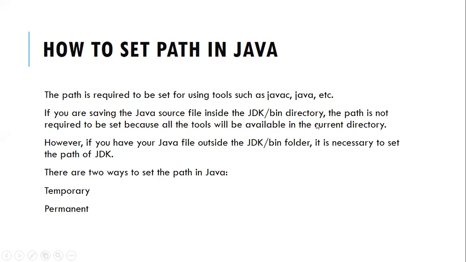But many times, in the C drive, in Program Files, there is no permission to save the program. So you have to set the path. If you have your Java file outside the JDK bin folder, it is necessary to set the path of JDK. There are two ways to set the path in JDK: temporary path setting and permanent path setting.